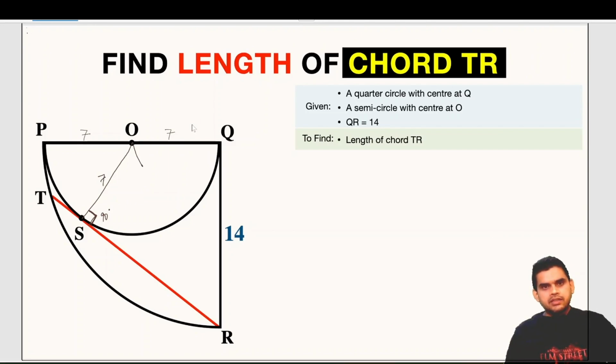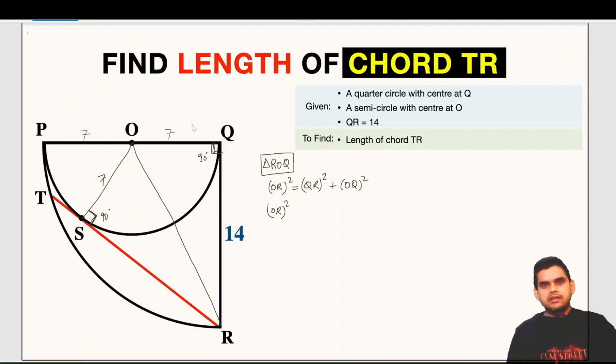Now let us join O and R. This is also 90 degrees because RQ is tangent to this semicircle. Now let us focus in triangle ROQ. In this triangle we can apply Pythagoras theorem. So OR is the hypotenuse. So OR square will be equal to QR square plus OQ square.